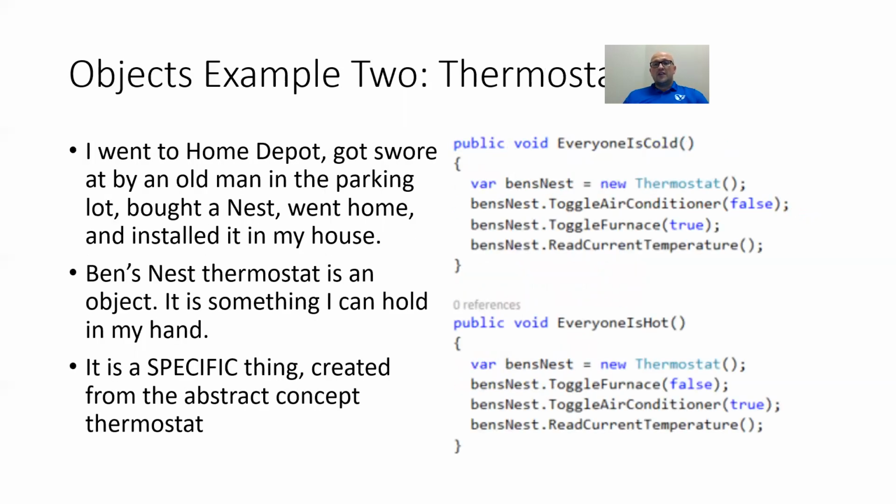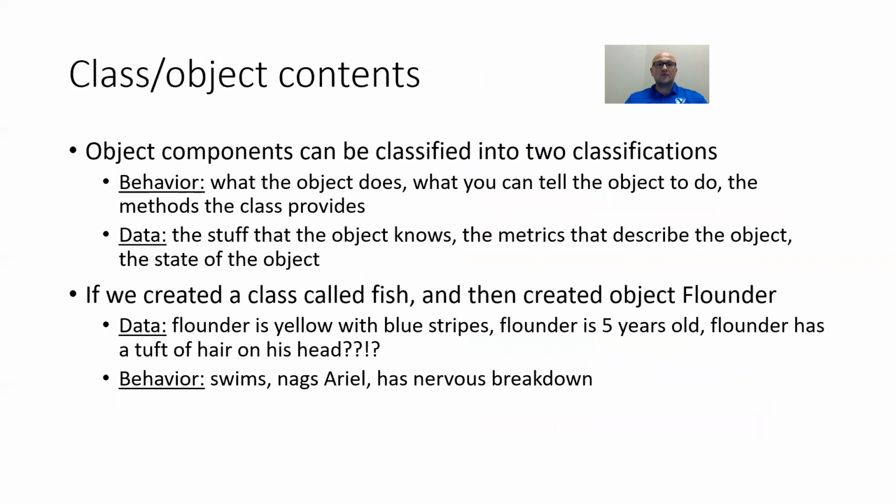Okay, here is another example of creating objects. So you can see here that I am creating an object called Ben's nest. It's from a thermostat, right? So this is the nest hanging up in my wall in my imaginary house, because I'm not fancy enough to have a nest thermostat. Okay, here's a thing that I can actually reach out and touch, and I call functions on it, which they're not functions. We'll talk about what they are here in a minute. But I can do things to this object. I can't reach out and touch classes.